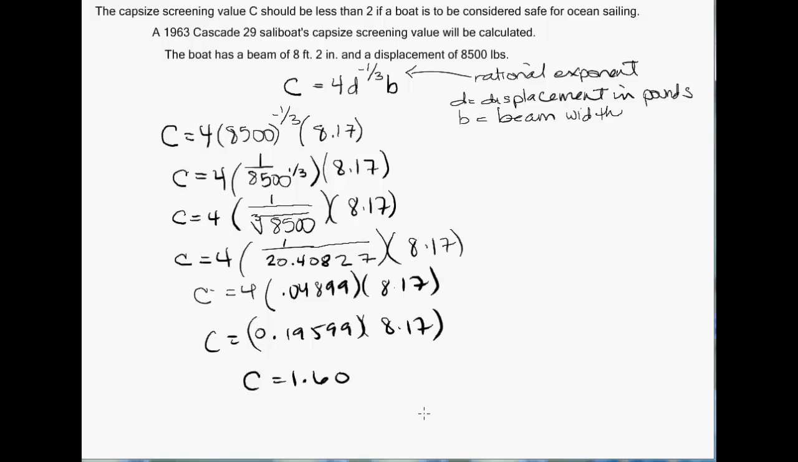And that is less than 2. So remember that if the capsize screening value is less than 2, then that boat is considered to be safe for ocean sailing. So our 1963 Cascade 29 sailboat is safe for ocean sailing.